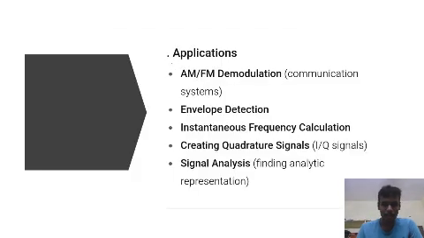So these are some applications of Hilbert transform that we use in real life. First one is AM and FM demodulation, which is in communication systems. Envelope detection, instantaneous frequency calculation, creating quadrature signals, which are also known as IQ signals. Signal analysis, analytic signal representation, which is in signal analysis.